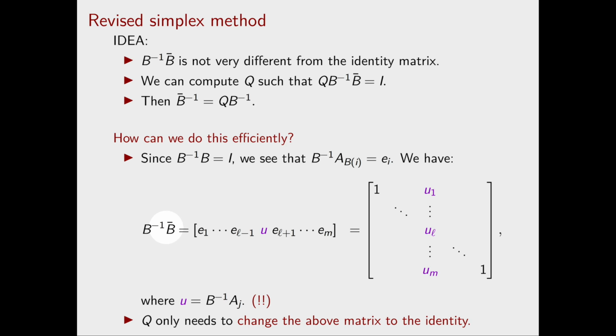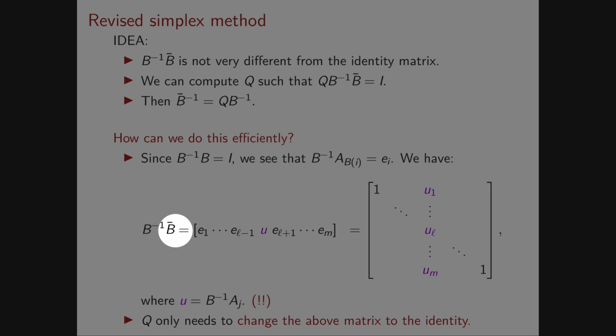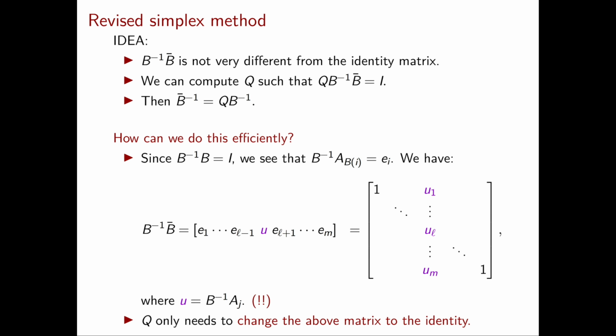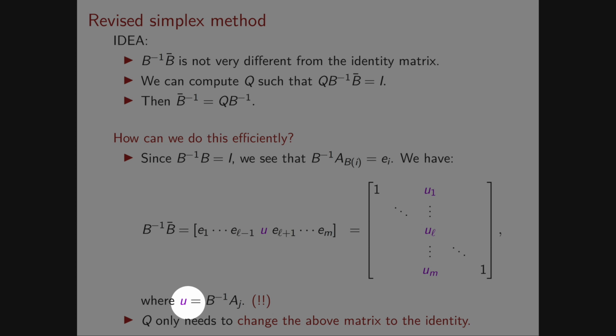Now we can finally look at the product B inverse B bar. Now, except for the column L of B bar, all the other columns are the same as those of B. Therefore, in this product, the first column will be E1, the second E2, and so on and so forth until EM at the very end, except for the column L, and the column L of the product B inverse B bar will be B inverse times the Lth column of B bar, which is AJ. Therefore, such a column will be exactly our vector u.